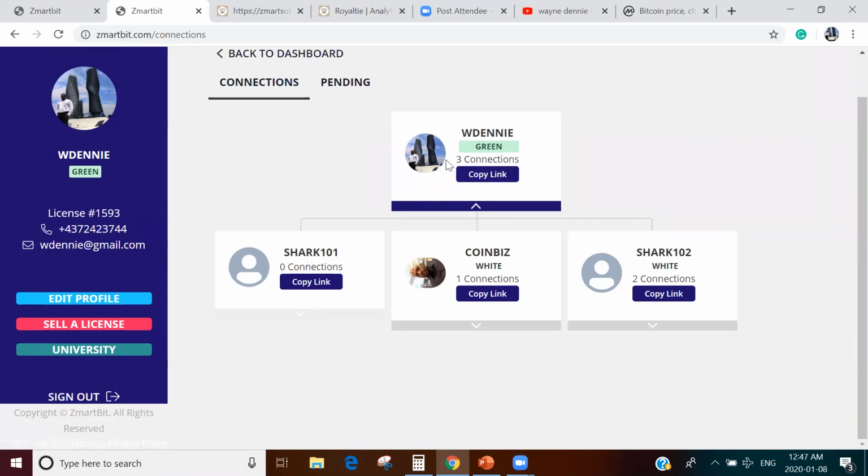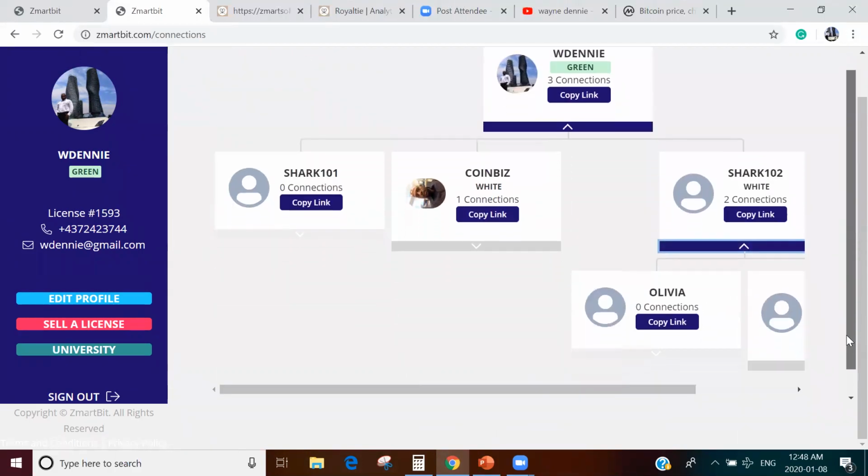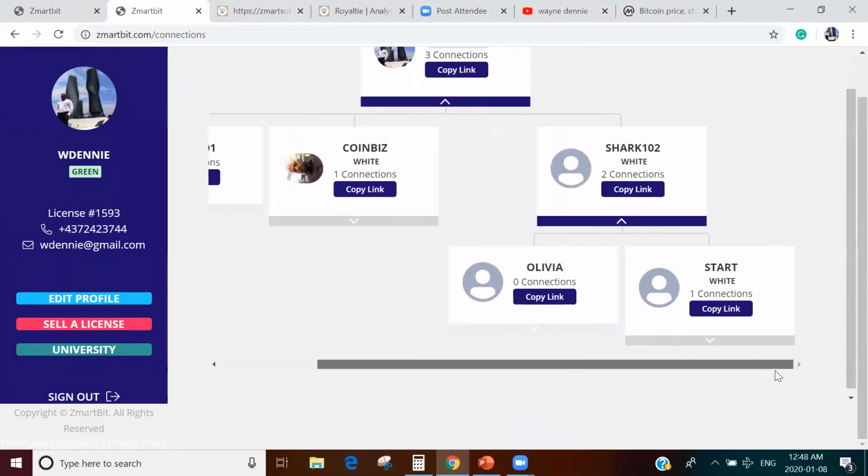So as you can see here, it shows that I have 3 connections in this particular example. So here is where we have 2 of the 4 connections. It shows the connections here. Okay, so that means 2 of 4 of the licenses are sold in this case. And in this case, one is sold in this particular case. And it also shows you your organization as it builds downline, so to speak.